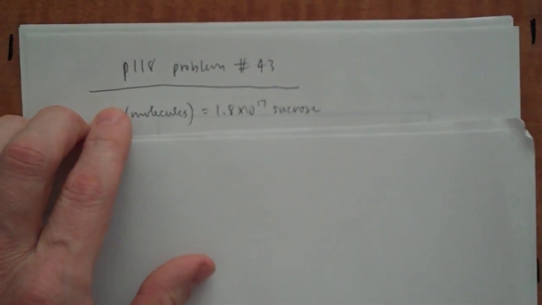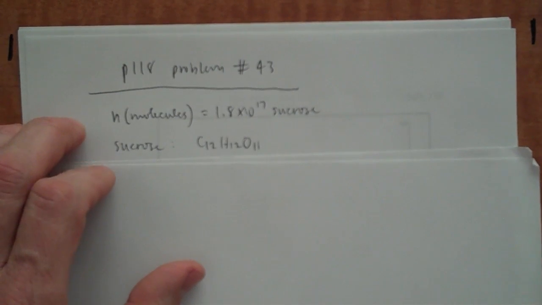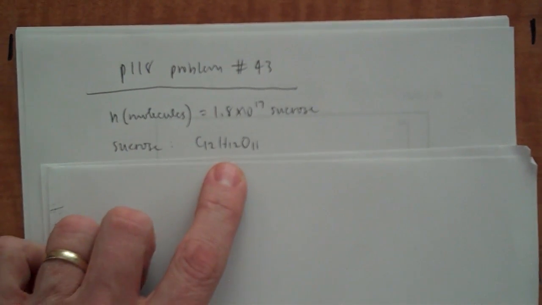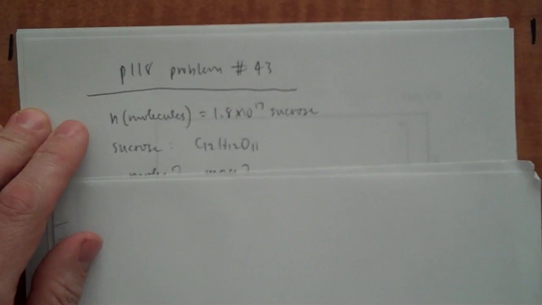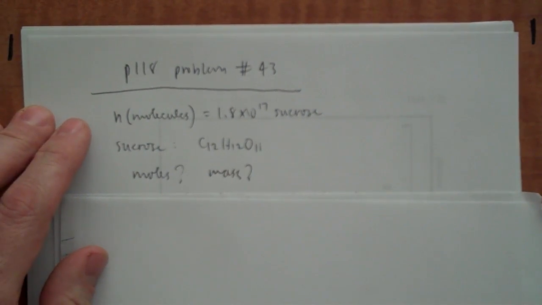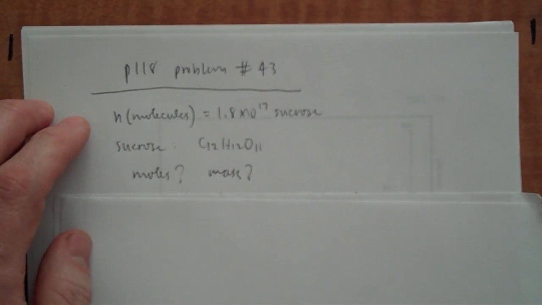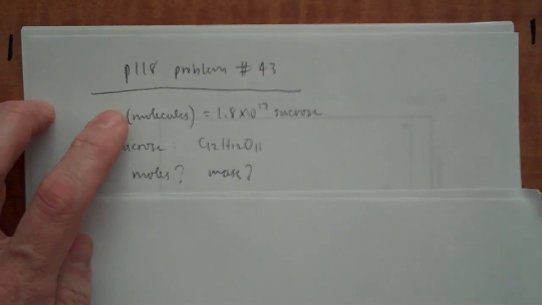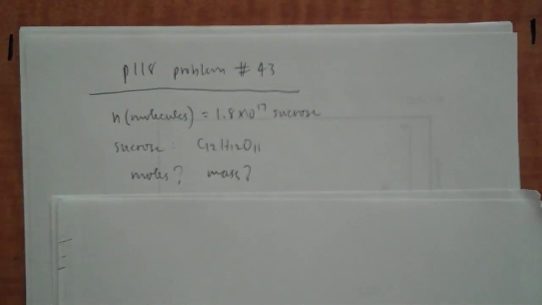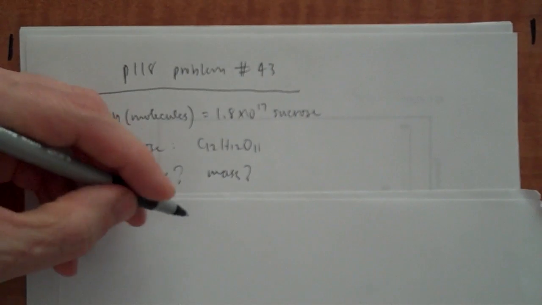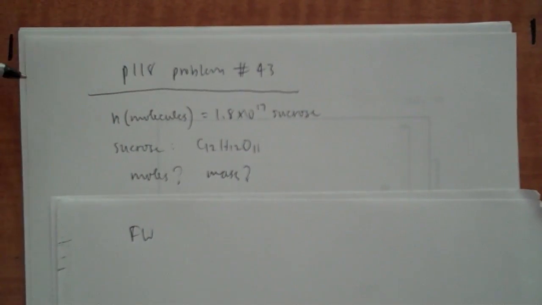Then, how many moles are present? I also write the formula down for sucrose, knowing I'm probably going to need that. So the two questions are, how many moles are present, and what's the mass of that crystal? Besides writing these notes down, the first thing I do when I get something like this is say, all right, I'm going to need the formula weight.